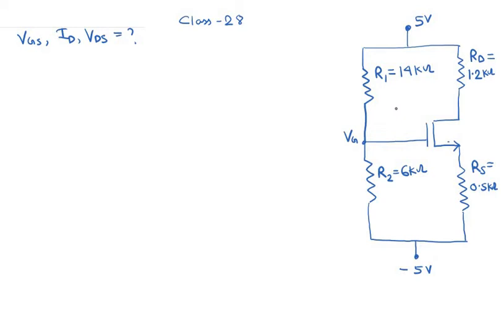Okay, and it is also given that for the MOSFET W by L equal to 25, and the small kn dash, which is the process conduction parameter, is basically 75. So we are provided with this info and we are asked to find out the values of VGS, ID and VDS.